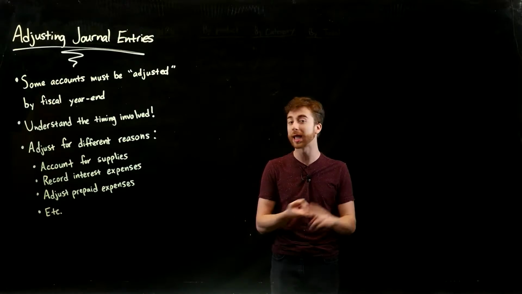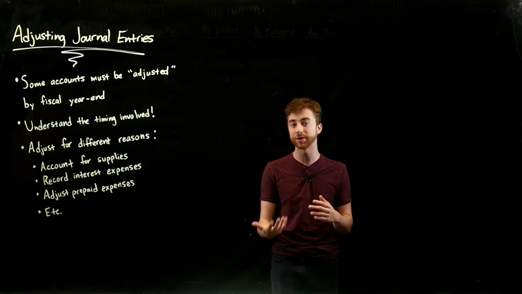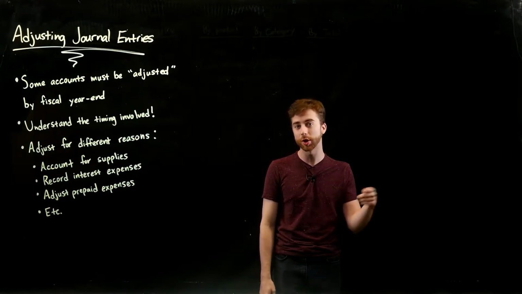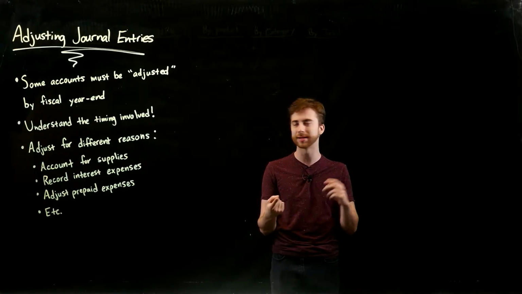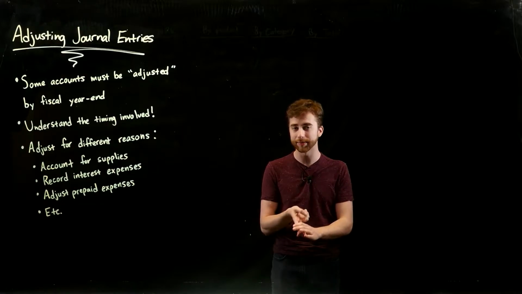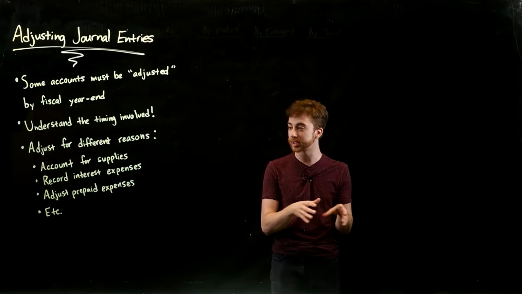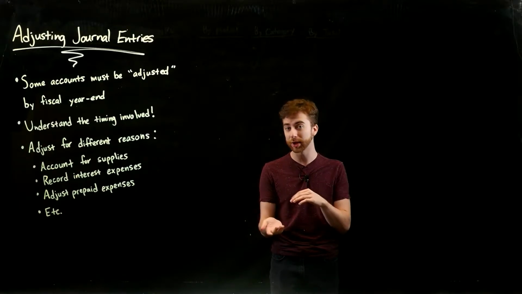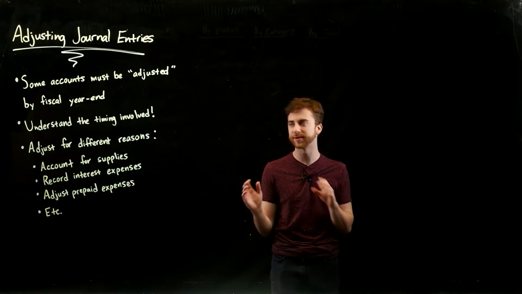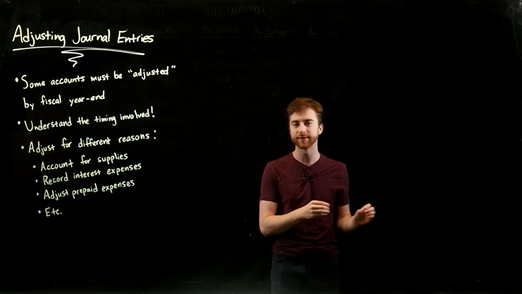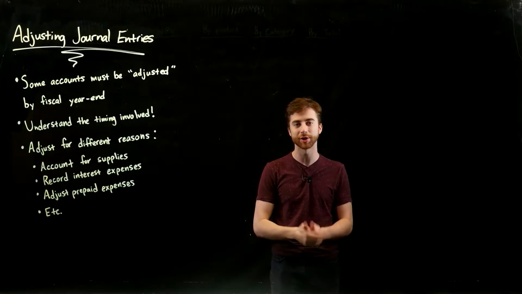We might want to account for supplies, and record interest expenses, because whenever you borrow something or have interest involved, interest just accrues over time. It's not something new happening, like buying something new or selling something new. It just goes on because of the passage of time. We have to adjust for interest expenses, and for things that we prepay as we use up the benefit of those services. There are many other examples of adjusting journal entries that we're not going to get to in this video. But let's go through a couple of examples, starting with accounting for supplies.